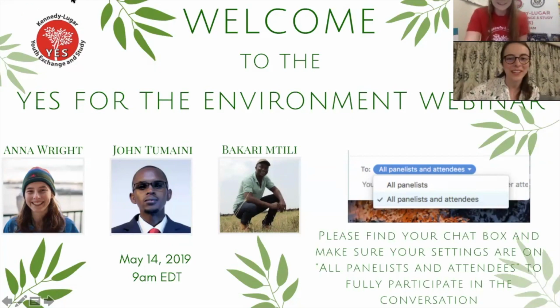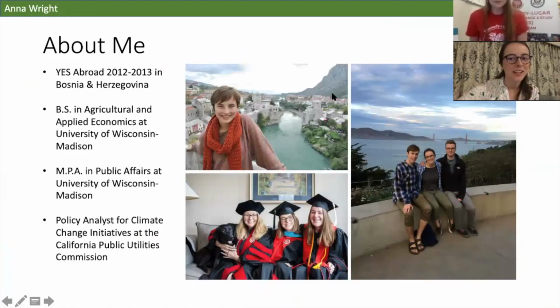All right, hey everyone, I'm Anna. Like Emma said, I studied abroad in Bosnia in 2012-2013, went to University of Wisconsin-Madison for both my undergrad and graduate degree. I work at the California Public Utilities Commission now in San Francisco. So day to day, I do everything from regulate rates to working with utilities engineers to maybe evaluate the reliability of a solar plant, to developing policy for renewable energy procurement or policy for other climate change related issues in California.